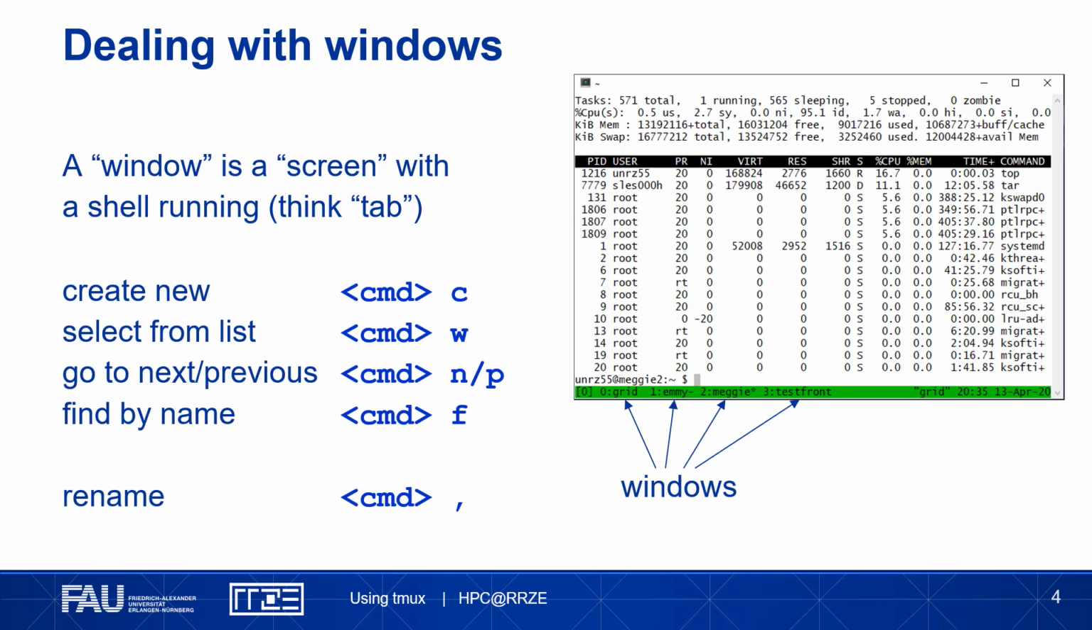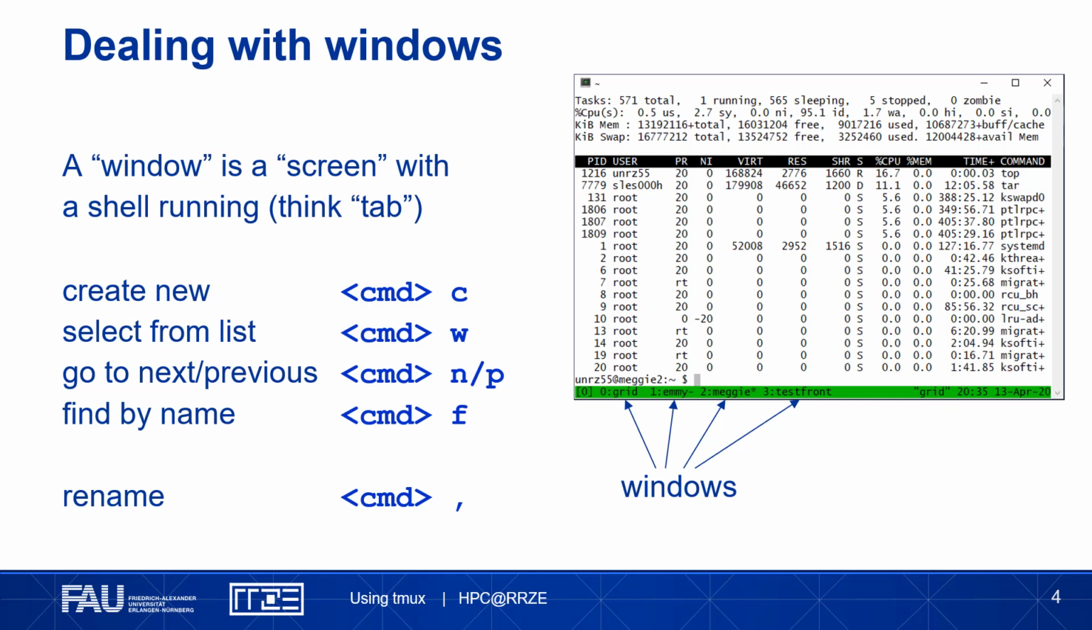Now there are a couple of commands you have to know about to handle these windows. Creating a new window is done with Command C. So if your command key again is the default Control B, you just hit Control B followed by C, and this gives you a new window in the list. By default they are numbered consecutively, and a new window is given a name that corresponds to the shell that you're using. In my case this would be bash.